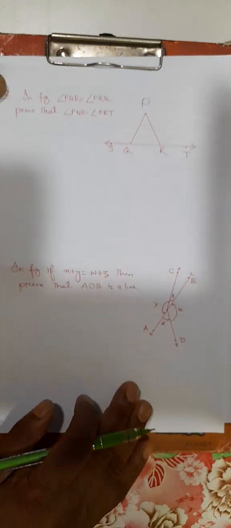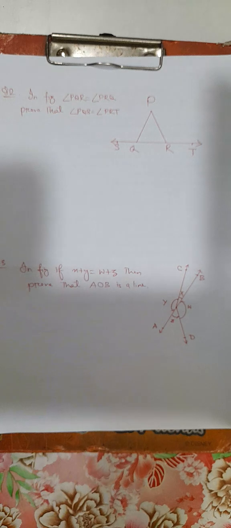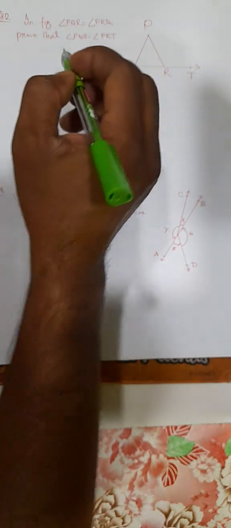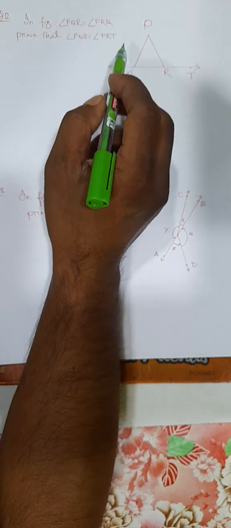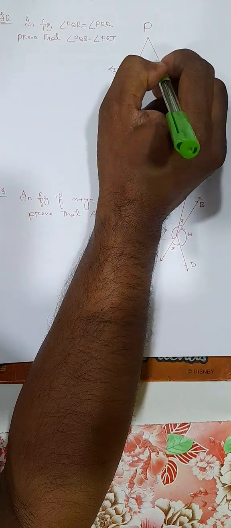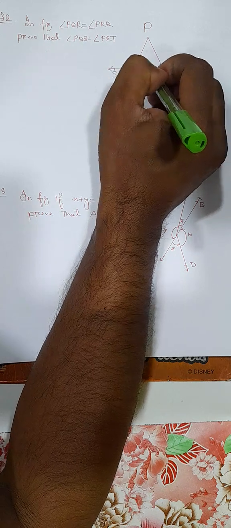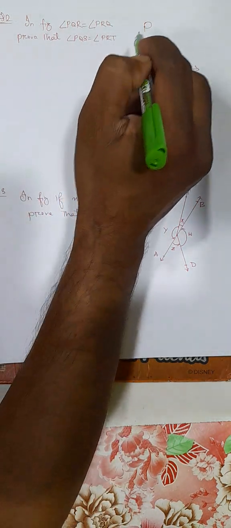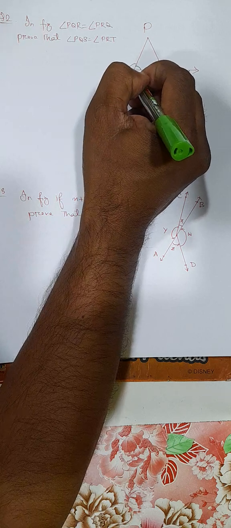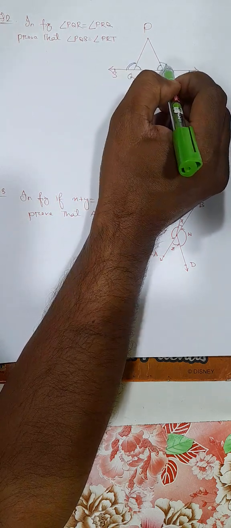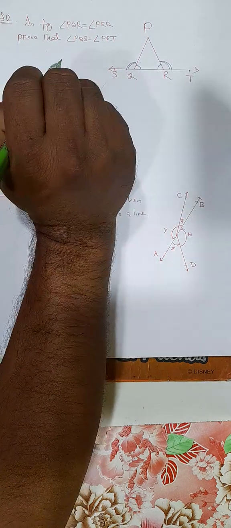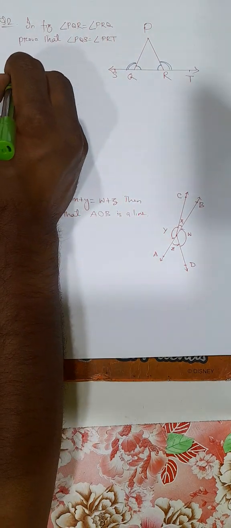Now let us solve question number 2. In the figure, angle PQR equals angle PRQ. They are equal. We have to prove that angle PQS, this exterior angle, equals angle PRT, another exterior angle. Right? So let us prove this.